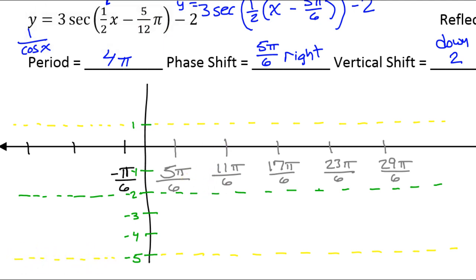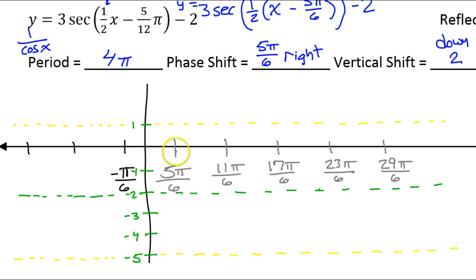Okay, great. Now I'm ready to start doing my cosine graph. Remember these 5 gray values? Not the y-axis, alright? That came later. These 5 gray values right here are the values I'm going to be looking at as I do my cosine. I'm doing cosine because secant is the reciprocal of cosine.